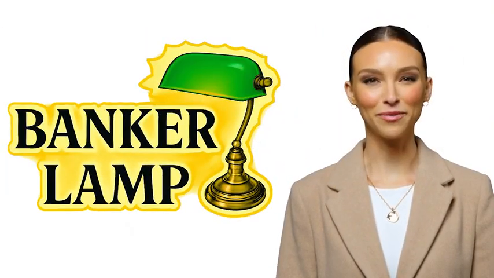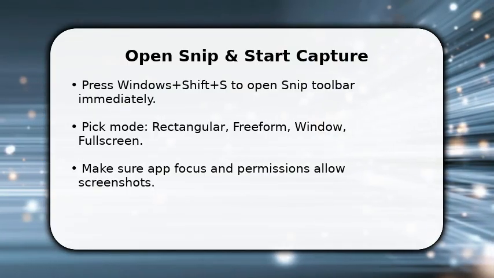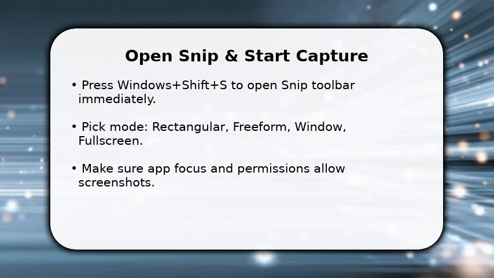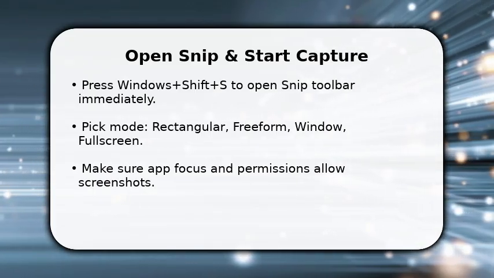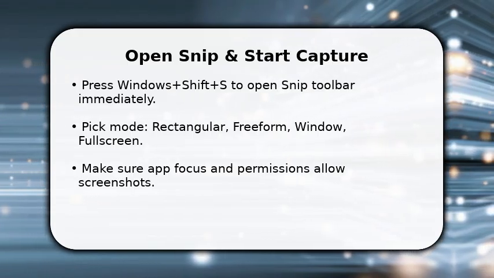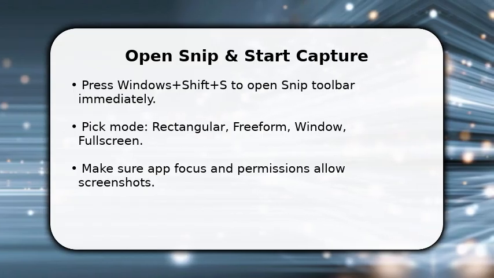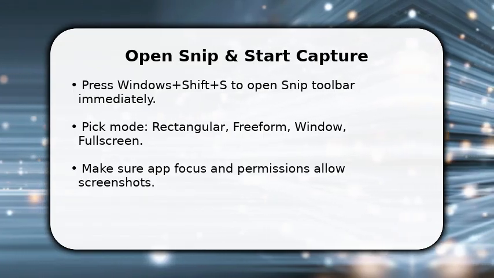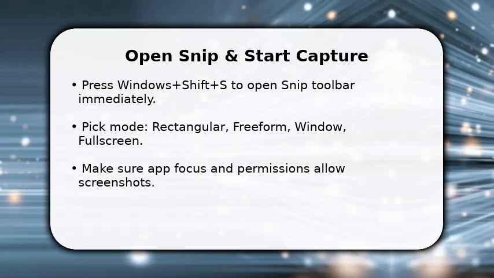Please enjoy the video. You begin by opening Snip quickly. Press Windows plus Shift plus S to summon the toolbar. This shortcut is faster than hunting menus. Once visible, choose a capture mode: rectangular for precise areas, window to grab an app, full screen to capture everything.